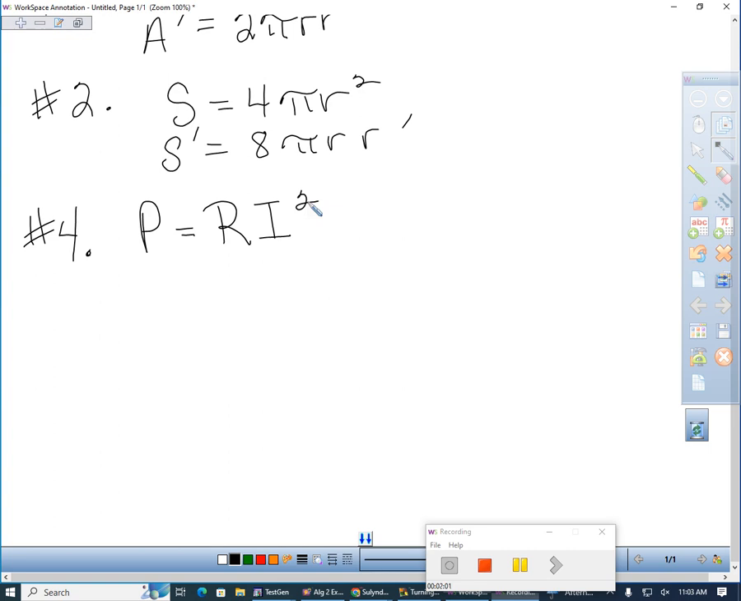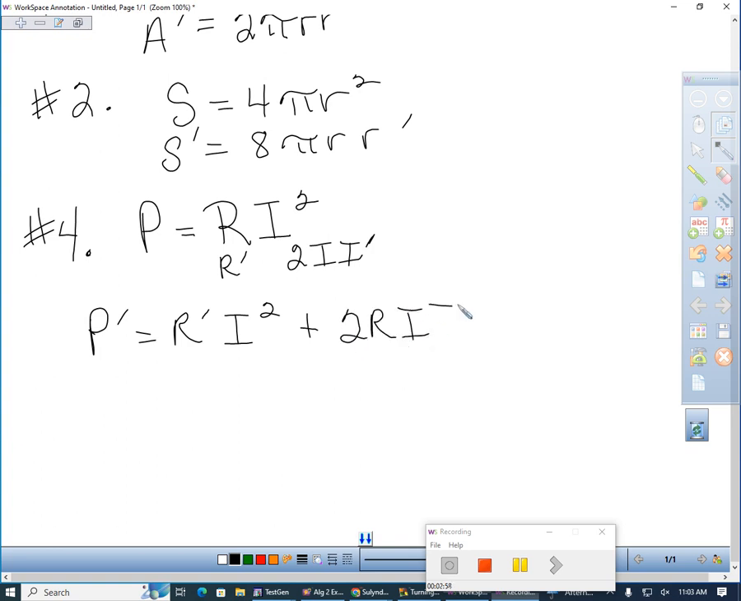Now, technically that is going to be what rule? We have 2 things multiplied together, so it's the product rule, exactly. So the derivative of r, of course, is r prime. The derivative of I squared is 2I I prime, right? So by the product rule, we get P prime equals r prime times I squared, and I'm actually going to write it that way so we can see it, plus 2I I prime times r, or 2rI I prime.